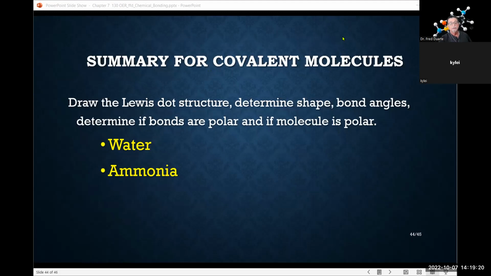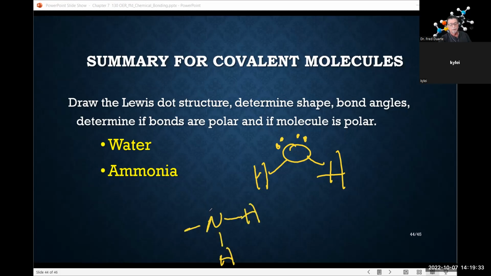Yeah, we talked about these here. I just talked about water. Very polar. In fact, water is the most polar solvent that we have. And then we had ammonia, which is similar, we did this before, we got a lone pair on there. And so a lone pair automatically means a polar molecule.